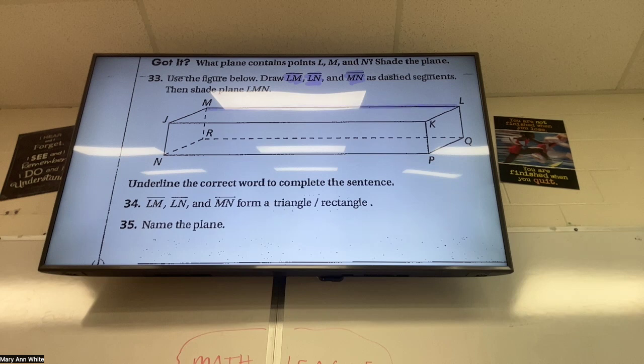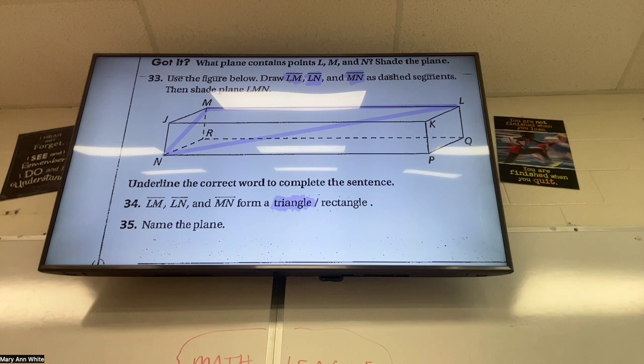The other 2 aren't. But remember, one of our postulates says through any 2 points, you can draw 1 line. So between M and N, I can draw a line. And from N to L, I can draw a line. When I draw and connect all those segments, what shape does that make? Triangle. Very good.